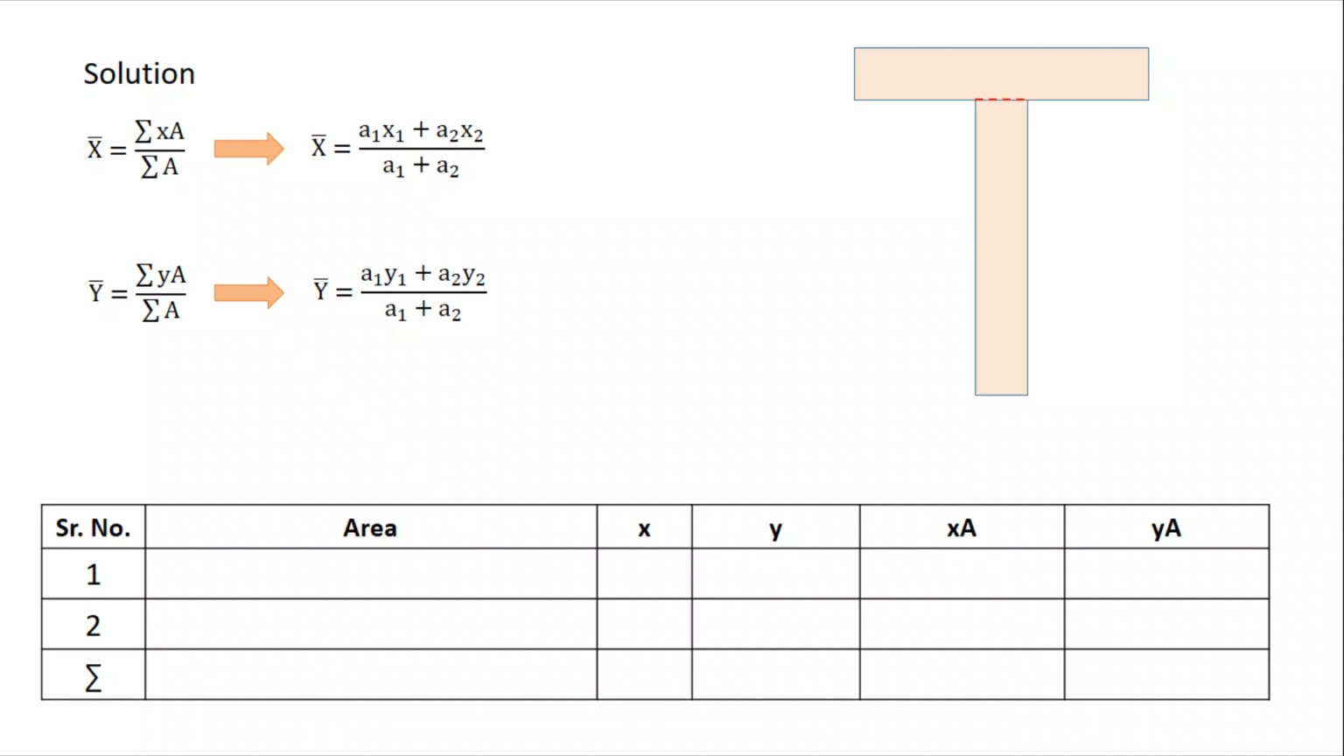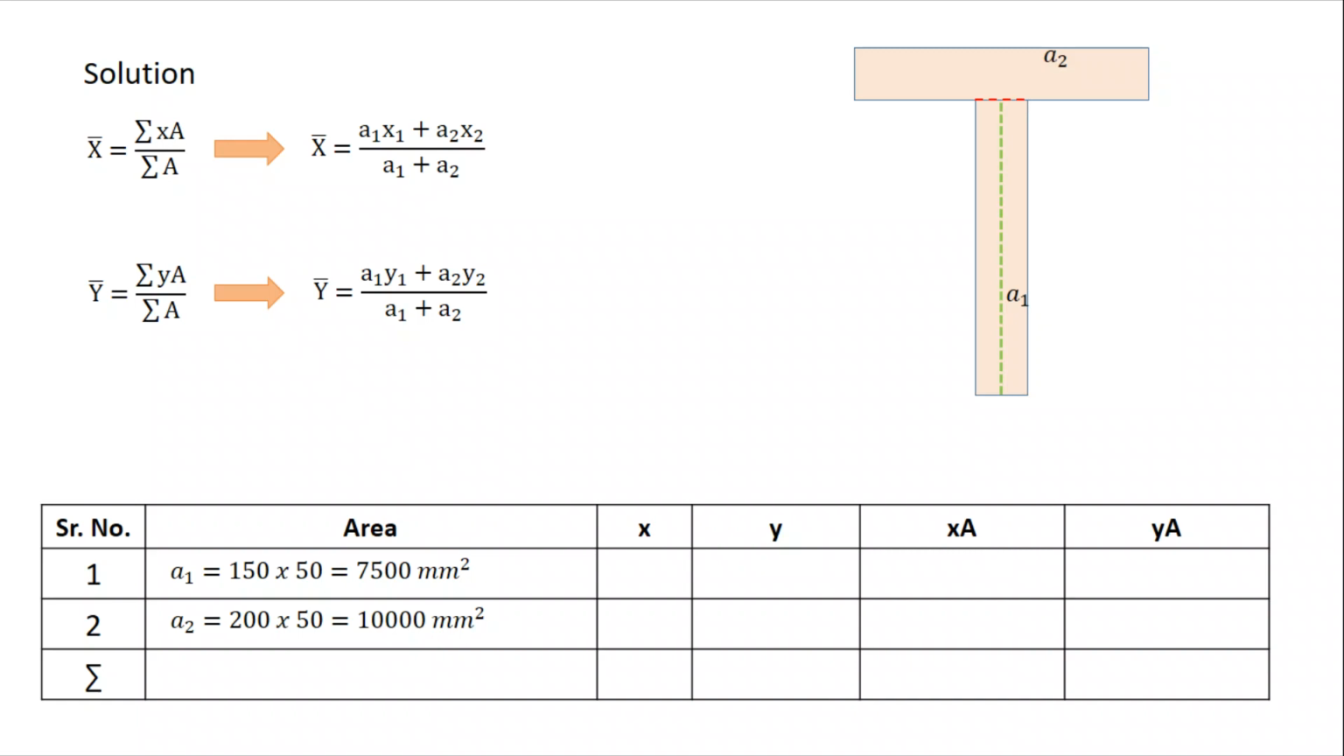So first, the area is divided, you can see in the figure, this is a1. This a1 has width 50 and height 150, so the area is 7500 mm square. Then the a2 area has width 200 and height 50 mm, so 10,000 mm square is the area. Then we locate the x1 and x2 distances.